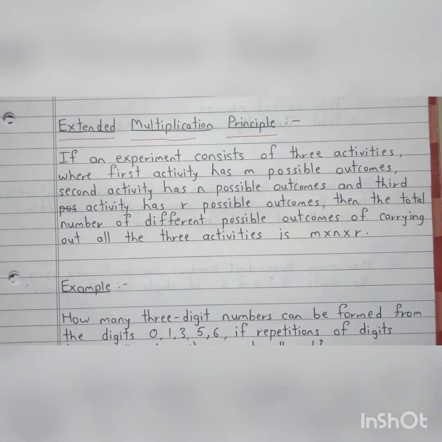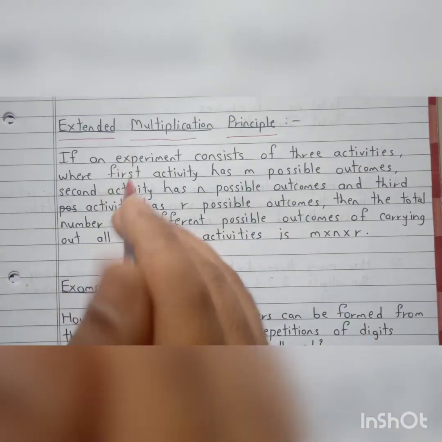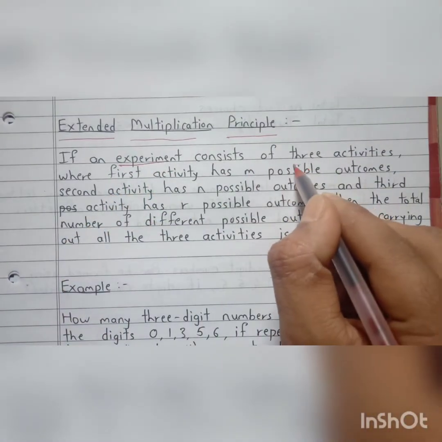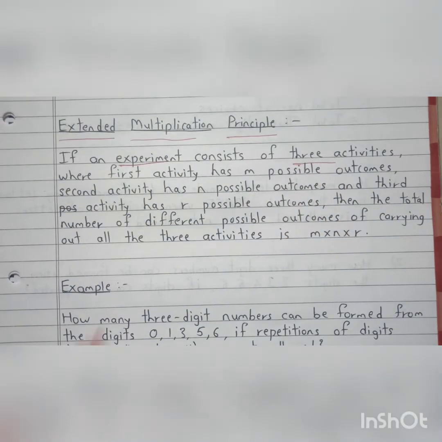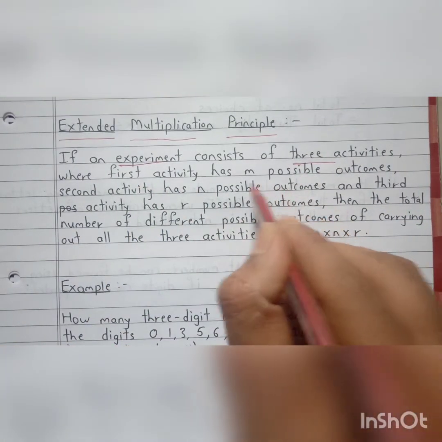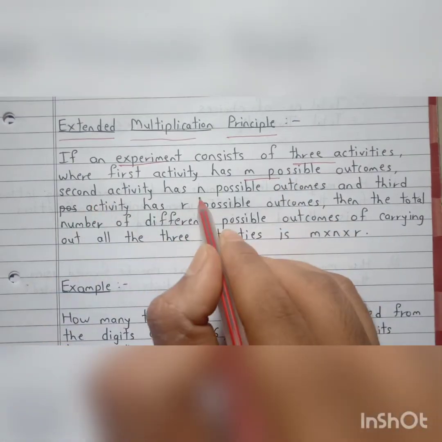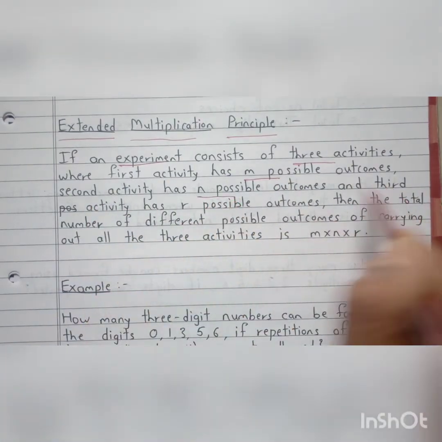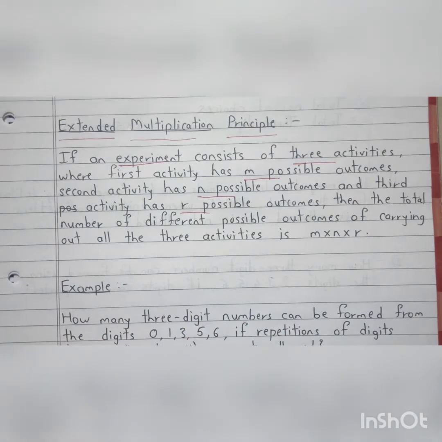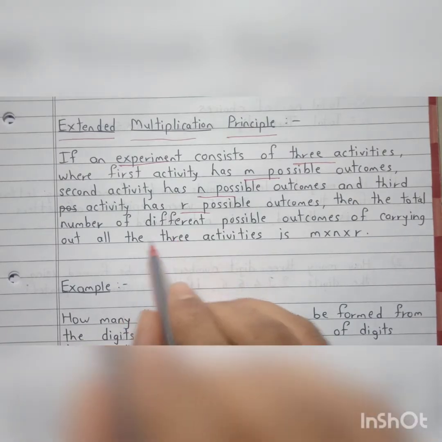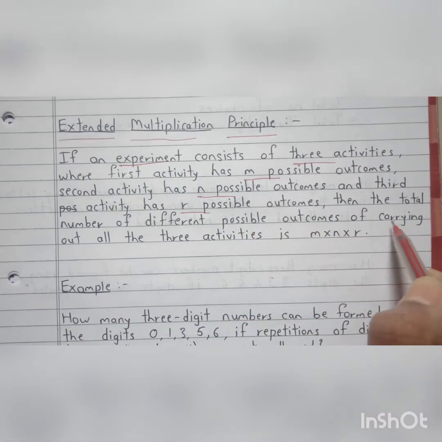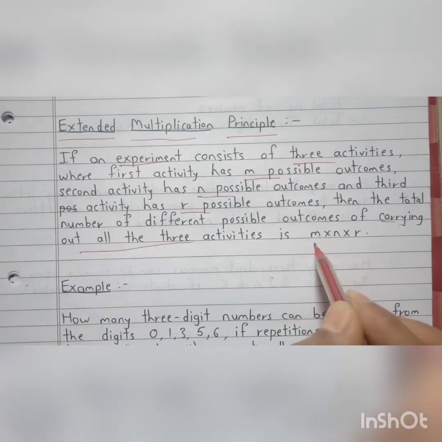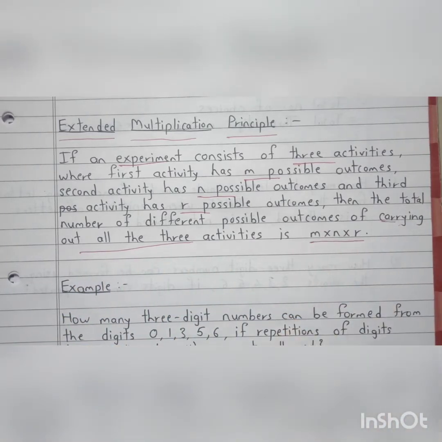In the actual multiplication principle, in the first video, what we had seen was that there were two activities. Now here we are considering an experiment which consists of three activities. The first activity has M possible outcomes, the second activity has N possible outcomes, and the third activity has R possible outcomes. Then the total number of possible outcomes of carrying out all three activities is M into N into R.